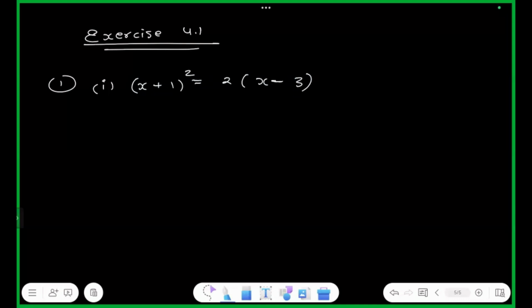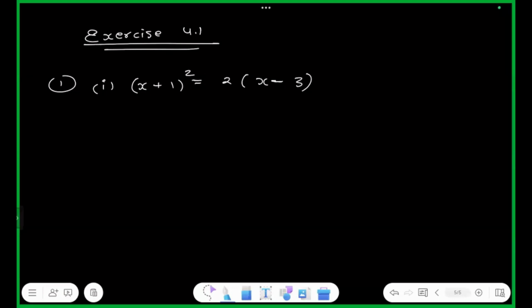Now, in these types of questions, in which they ask us to check whether the following are quadratic equations or not, questions like these are very simple. You just need to remember one rule: simplify the given equation completely.